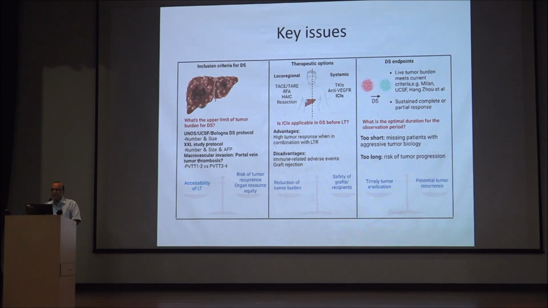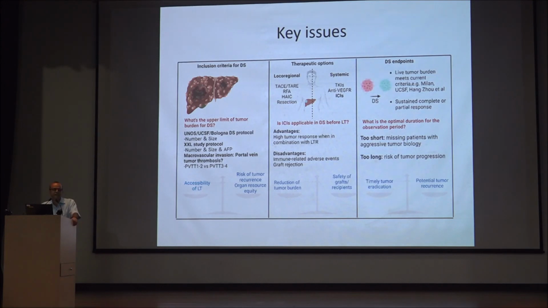And now the question is whether it is applicable in downstaging before LT, because of the fear of graft dysfunction or allograft rejection after liver transplant, then the cost, then the decompensation with ICI, which may cause dropouts. Again, once we have downstaged, what are the endpoints of downstaging? Whether we should really come down to Milan criteria, or we should be happy that the tumor has remained stable, or has shown a complete or partial response, and once downstaged, when to transplant.